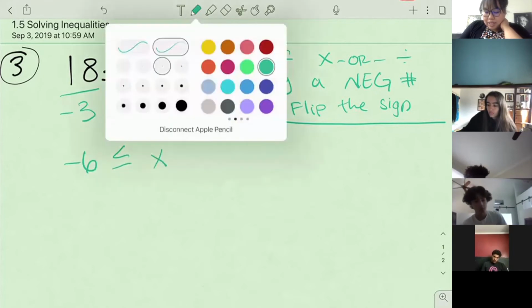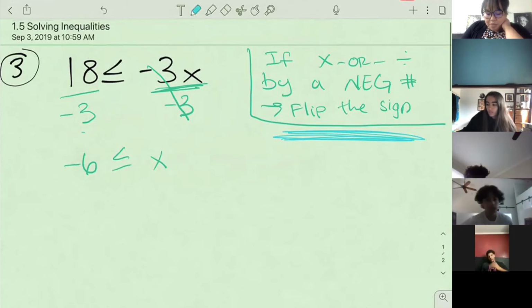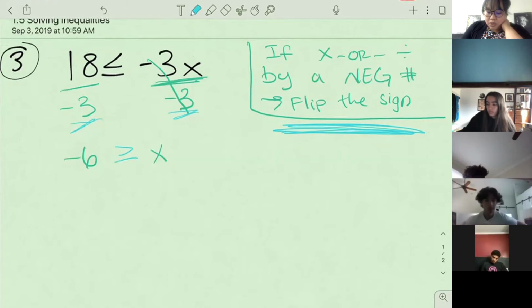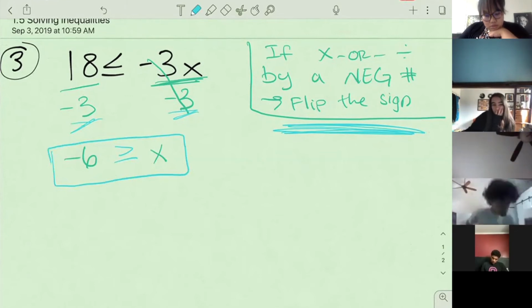But because I have this one rule right here, if this was -18 and I was dividing by -3, I wouldn't flip the sign. But because I'm dividing both sides by a negative number, I need to flip it. That's the only difference between whether I'm treating it with an equal sign or not. -6 is greater than or equal to x. Questions on this?